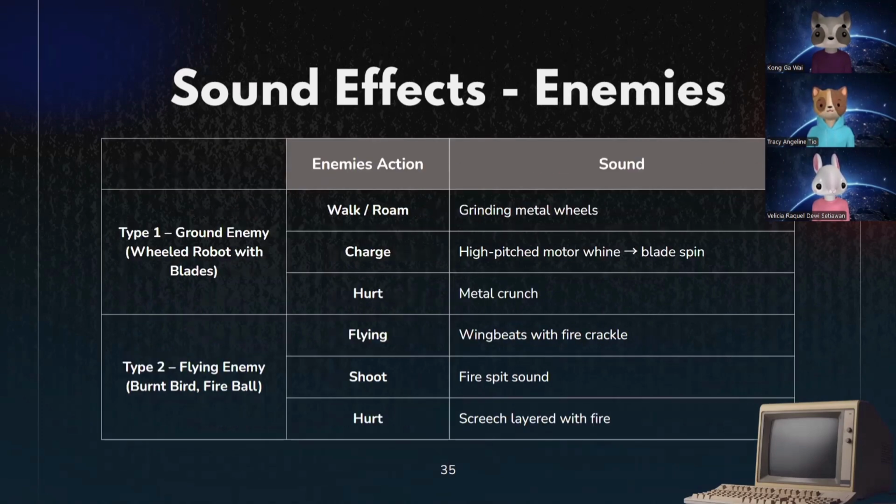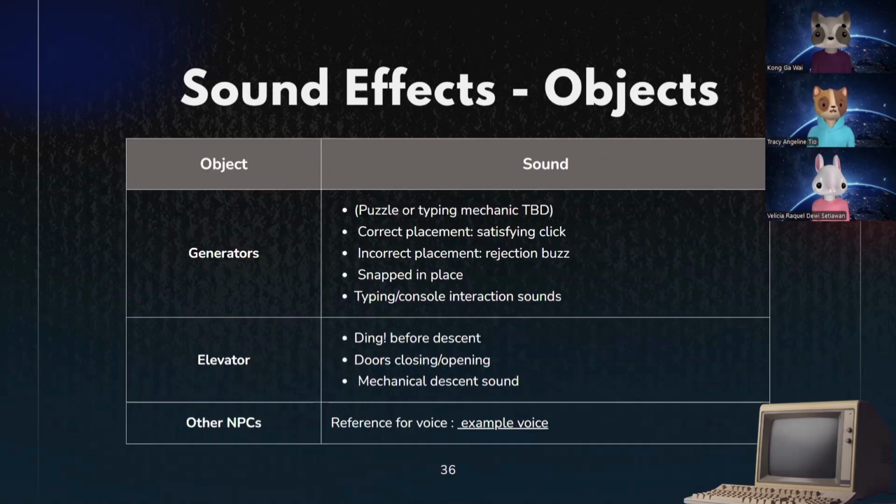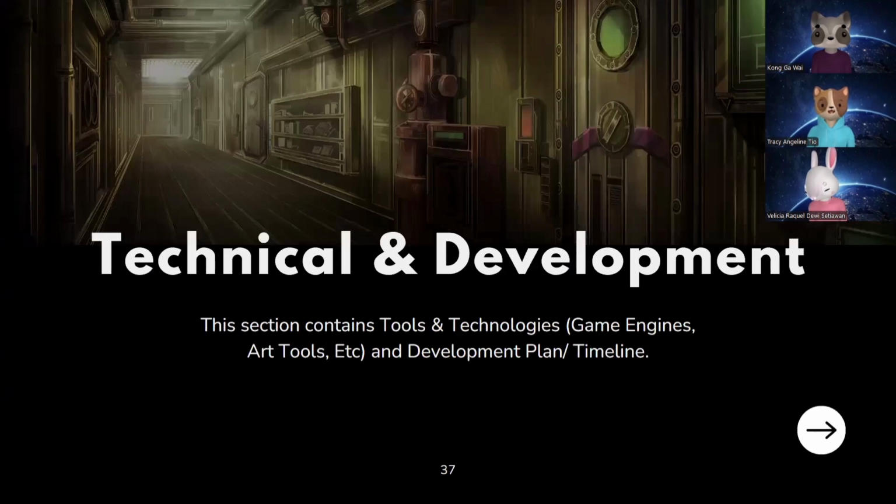Next. And the next one, there are enemy types 1 and 2. So for enemy 1, the actions are walk, charge, and hurt. While enemy 2, the bird, has flying, shoot, and hurt. Next. So for the object part, there are 3 objects we're going to make sounds for, which are generator, elevator, and other NPCs. Next. So let's move to the technical development plan.